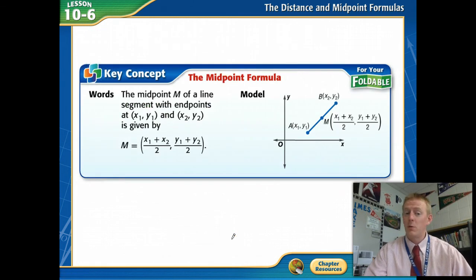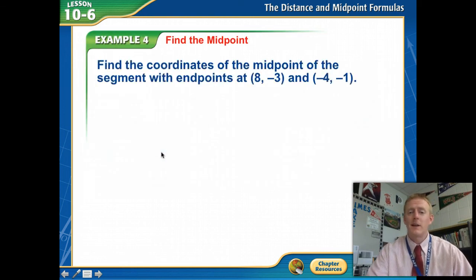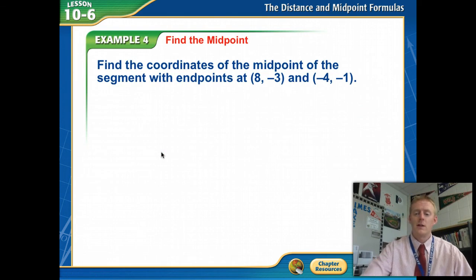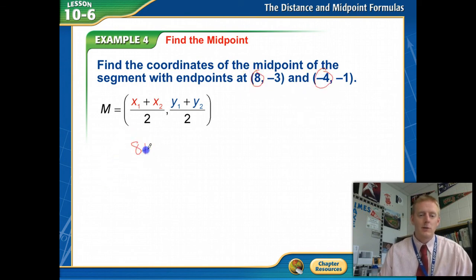All right, moving on to the midpoint formula. The midpoint formula is very similar to the distance formula, except we're adding and then dividing by 2. So let's go ahead and find that. It makes sense if we're looking for averages of things. So here is the midpoint formula. We just have to add our two x's. My two x's are 8 and negative 4. 8 plus a negative 4 over 2.